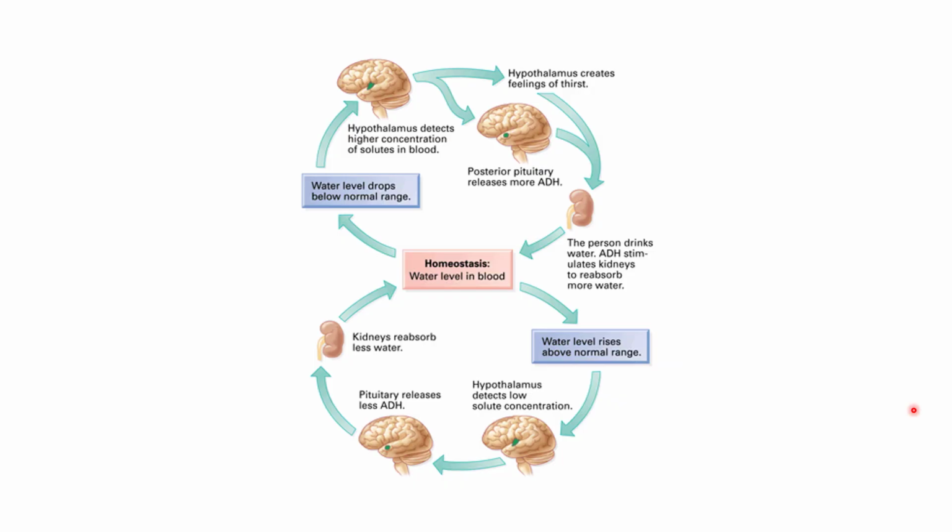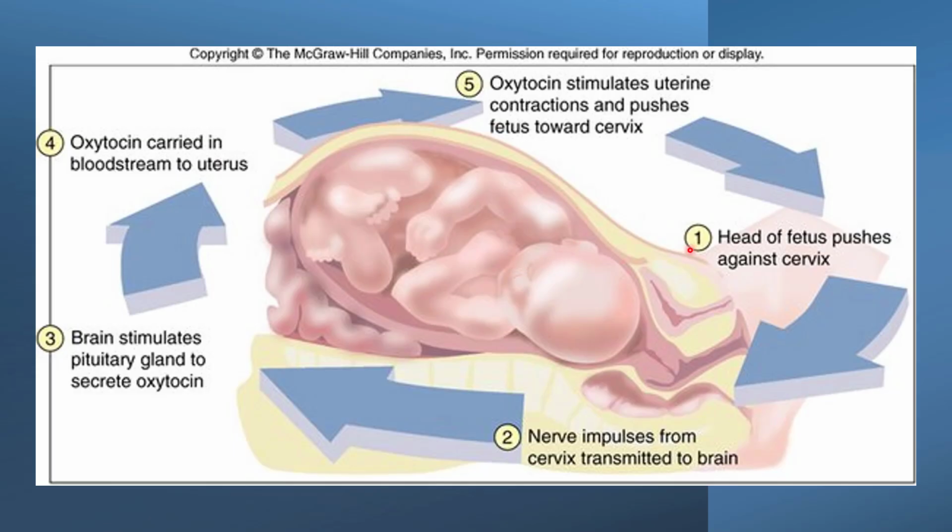If we look back at our common feedback loop, what happens? Water level drops, we respond by raising water level. Water level is up to normal. What happens? We respond by lowering water level. So the stimulus is in the opposite direction of the response. But in a positive feedback loop, the stimulus and the response are the same. Cervical stretching causes more cervical stretching, and that keeps happening over and over and over again until the baby is born. That is a positive feedback loop.